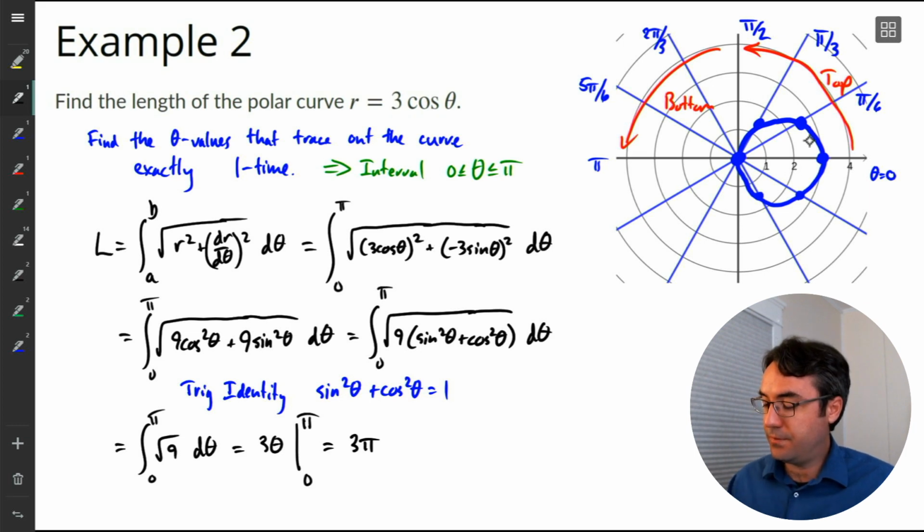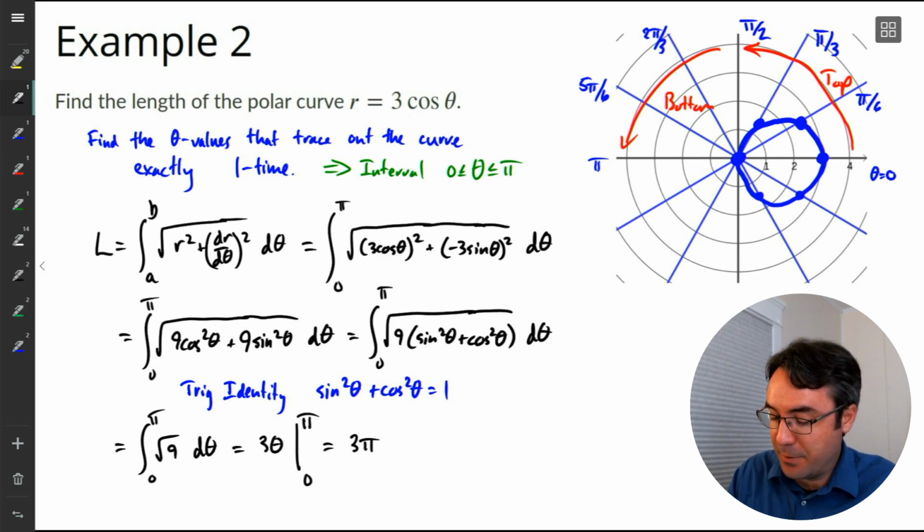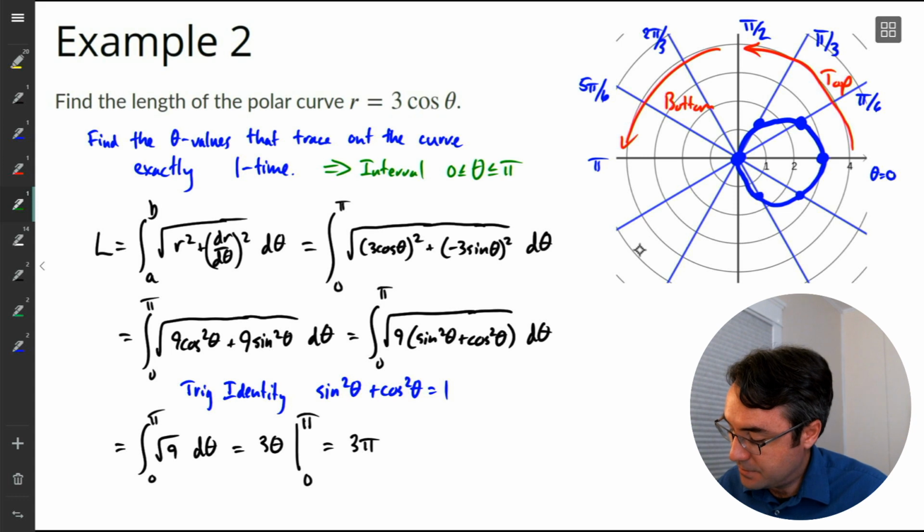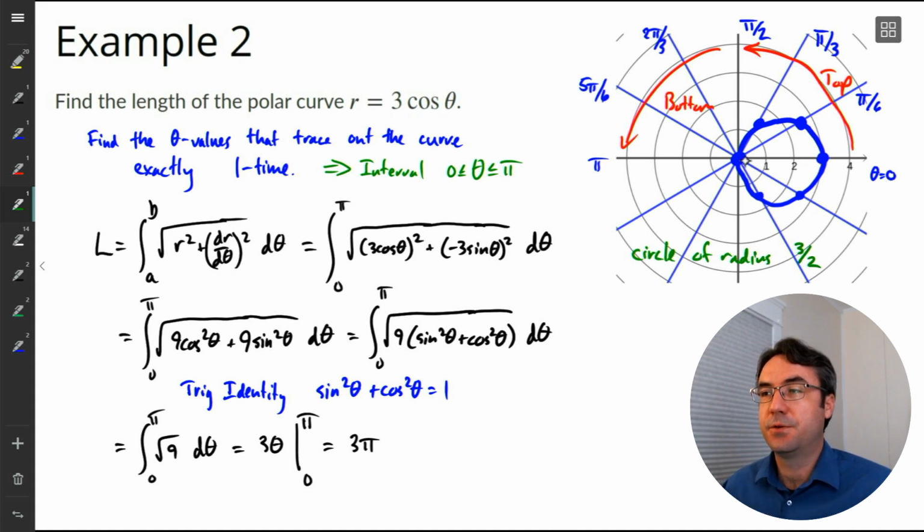And this agrees with what we know about circles. So if we remember back, this was a circle of radius 3/2. So you can see the diameter here is 3. The half of that is 3/2. And what we're doing by calculating the length of this polar curve is essentially calculating the circumference of the circle.